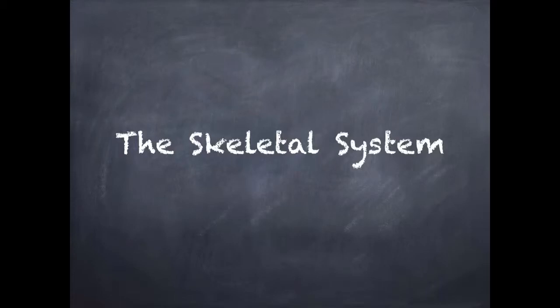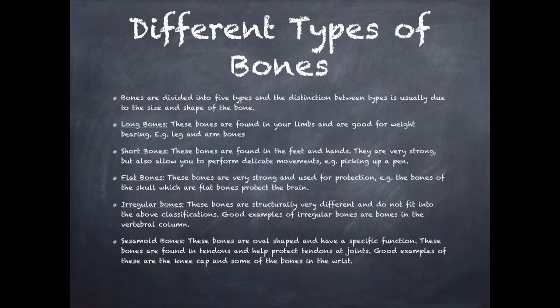The skeletal system. The skeletal system is made up of different types of bones. Long bones, which you usually find in your legs and your limbs, your arms. Short bones, in your fingers and feet.